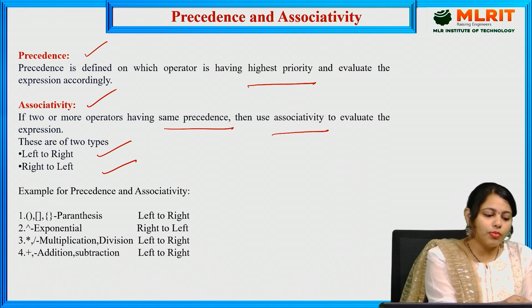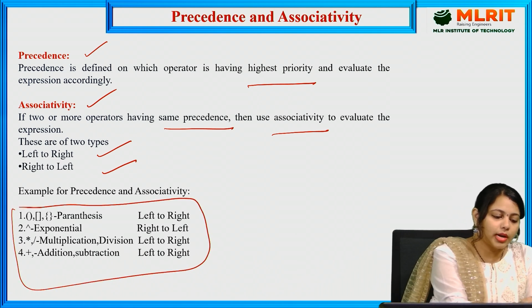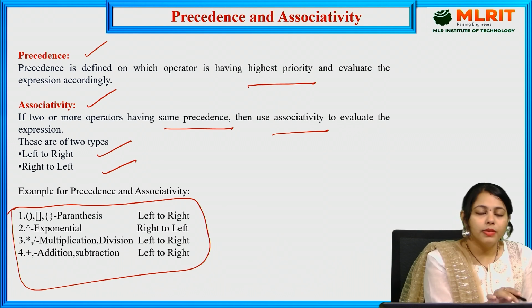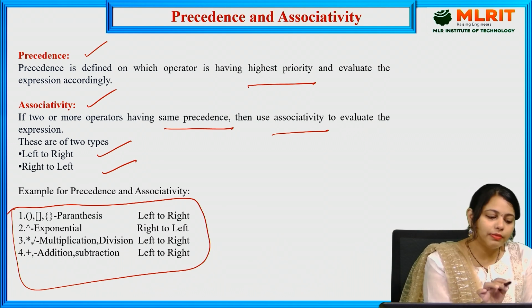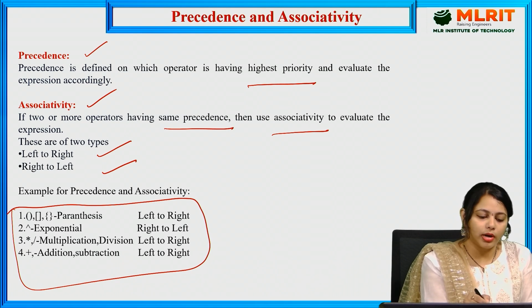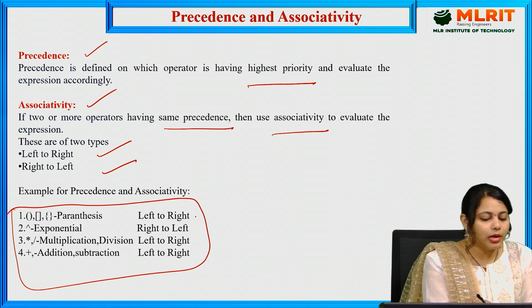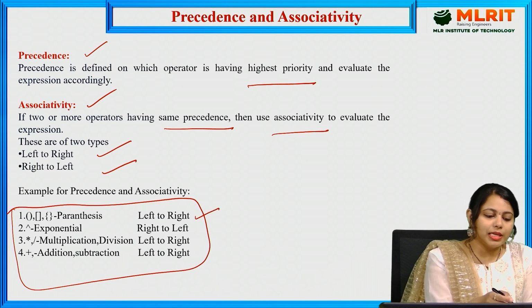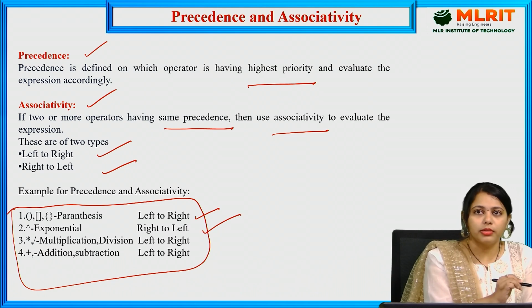So this is a small example table that I have given. Here parentheses means square brackets, round brackets, flower brackets. So all these parentheses have the highest priority. When a parenthesis occurs, we go for the left to right associativity rule. The next priority is given to the power. So when power is coming, we follow the right to left associativity rule.